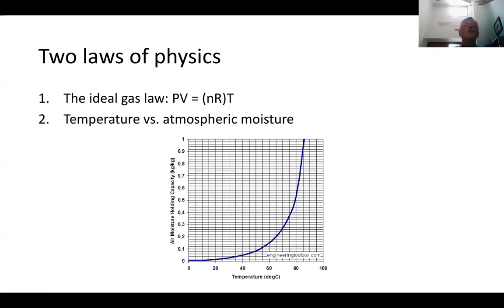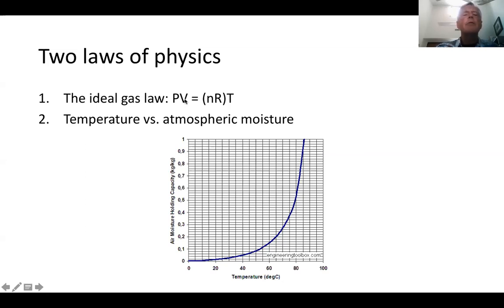So now we have to go into physics, because physics is what dictates a lot of the physical environment. And there are two very important laws or relationships of physics that are fundamental to ecology. The first is the ideal gas law. The ideal gas law is really simple. It's actually complex in detail, but simple in concept.